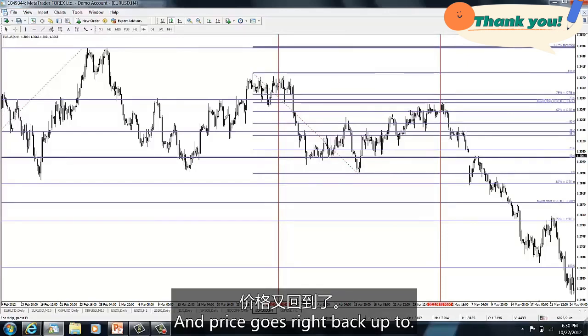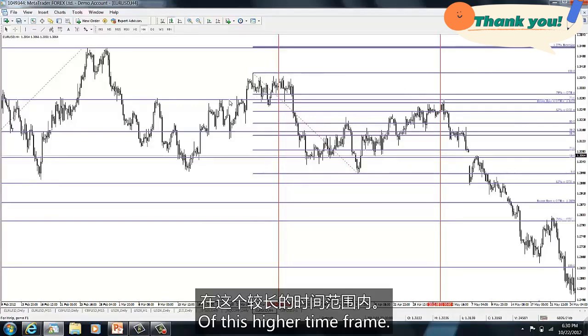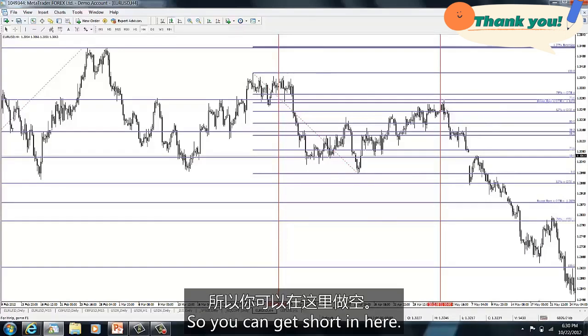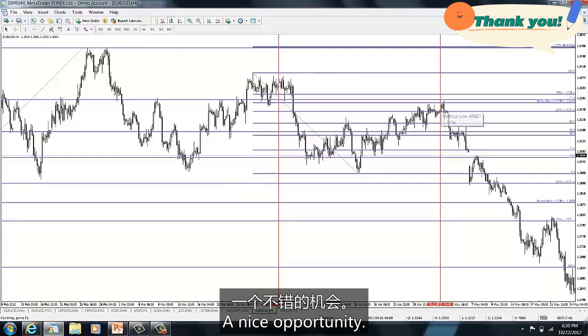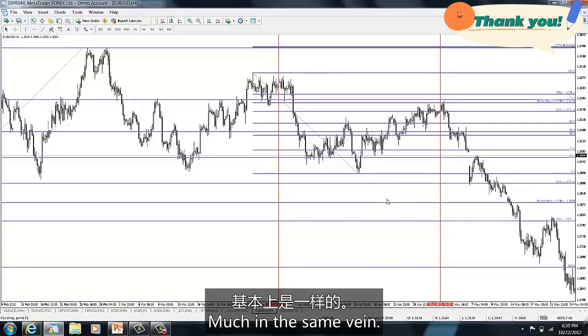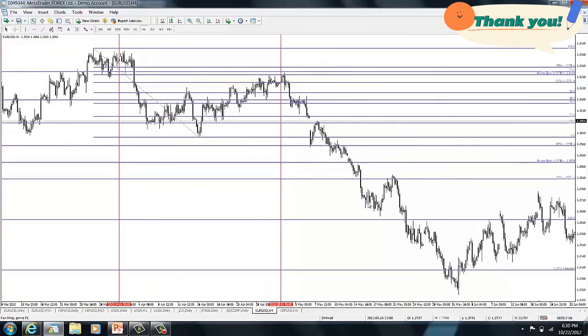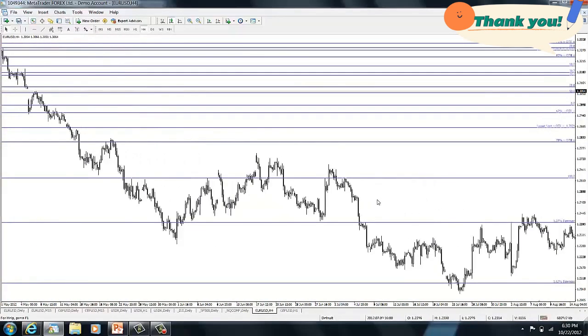Price goes right back up to the sweet spot, which is an overlapping of this higher time frame fib level and here. So you can see how that converges. So you can get short in here, and even the 132.50 level would have been a nice opportunity to get short here and going much lower. So again, much in the same vein that we've shown with the cable, you can see how price did fall rather handsomely in the fiber. And again, here's that bounce at an old low, came up and gave you another optimal trade entry in here.